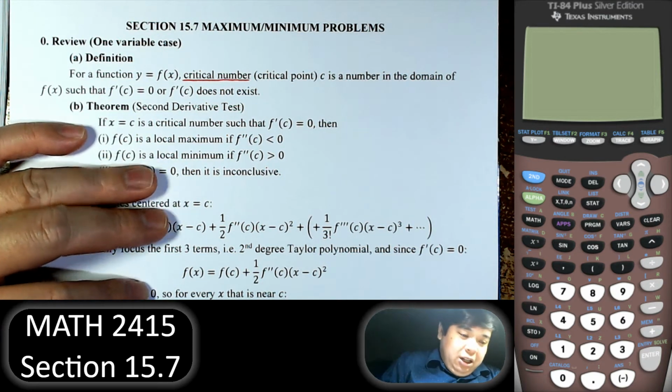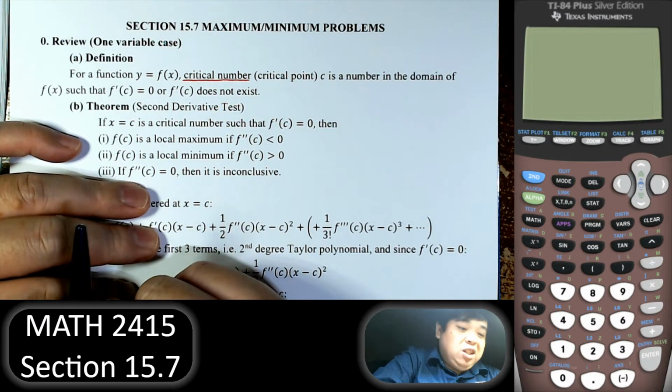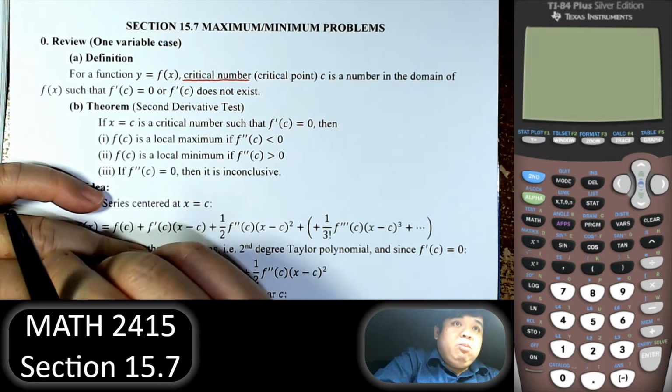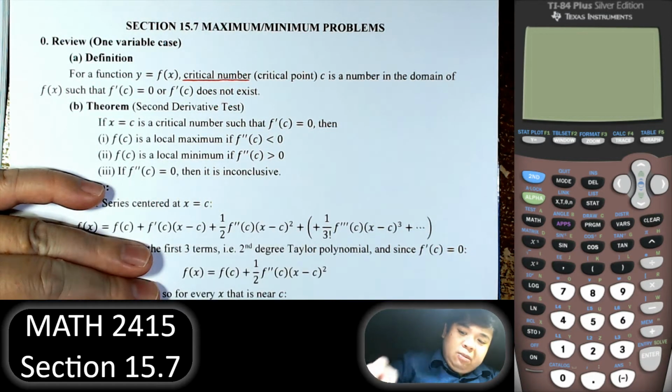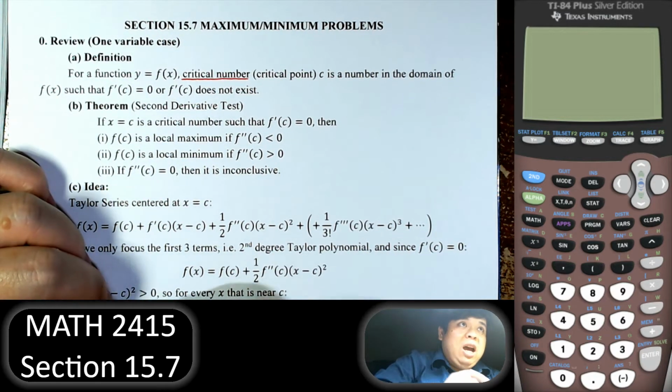Hi everybody, welcome to another video in Calculus 3, section 15.7, maximum minimum problems. This is going to be a very long section. So before we go to Calculus 3, let's review what we have in Cal 1.